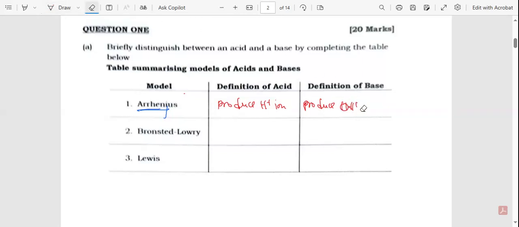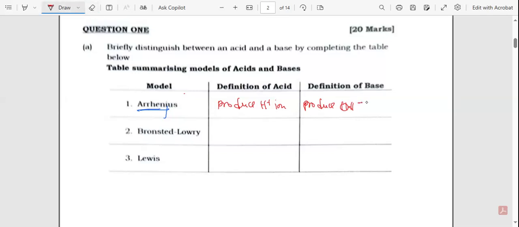How do you write hydroxide? It should be negatively charged, right? So write a negative charge there. It's an ion, please. They produce all these in water, so you can say in water if you want. So Bronsted-Lowry also.